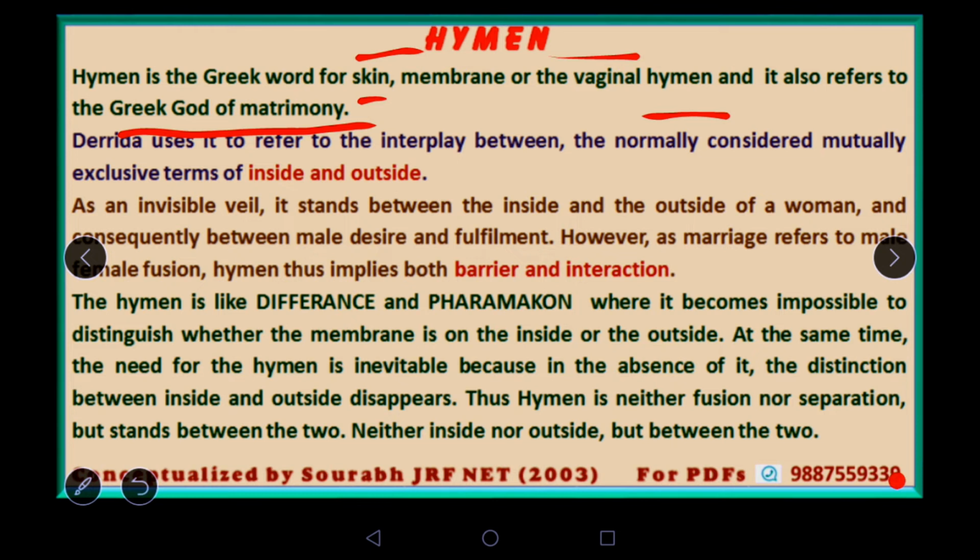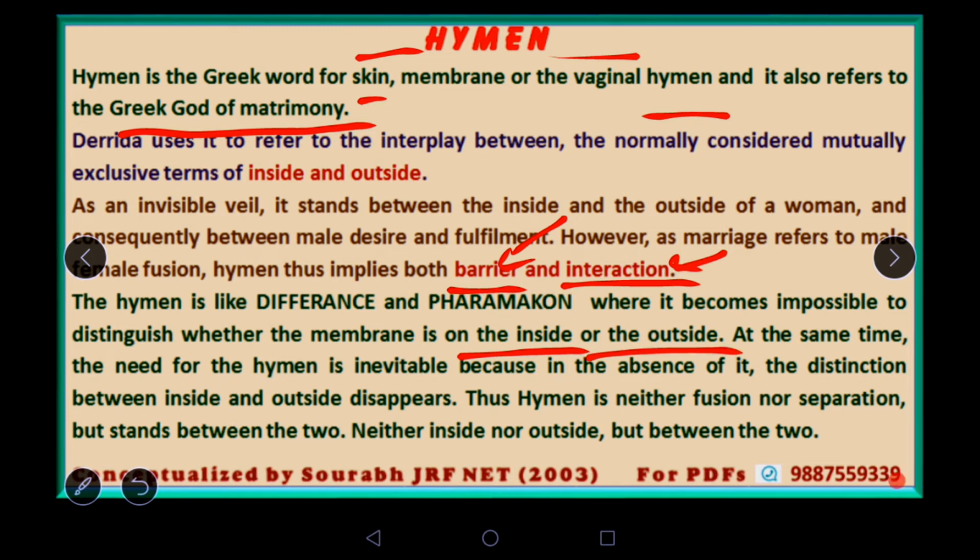But marriage refers to male-female fusion. Hymen implies both barrier and interaction, because Hymen is the god of marriage. So Hymen means fusion, or we can say copulation of two bodies. So Hymen presents interaction also, but as a female anatomical part, it represents barrier also. The hymen is like difference and Pharmacon, having two opposite meanings at the same time. It becomes impossible to distinguish whether the membrane is on the inside or the outside.